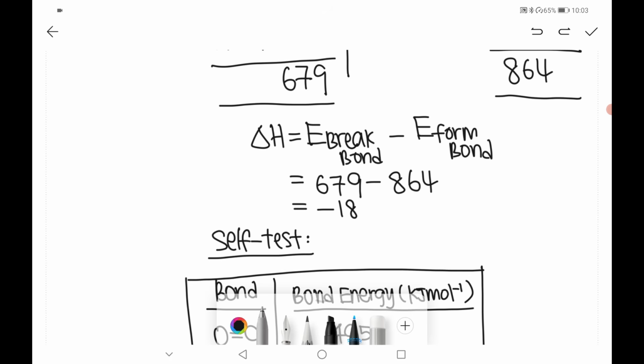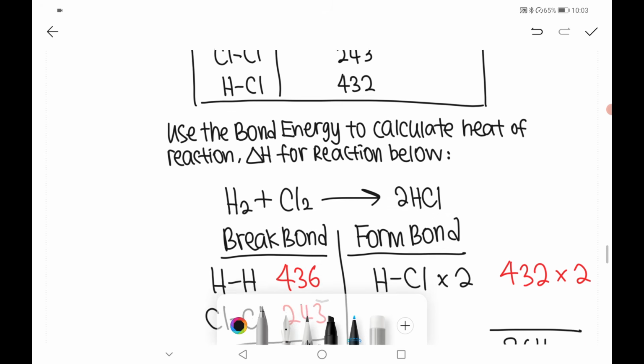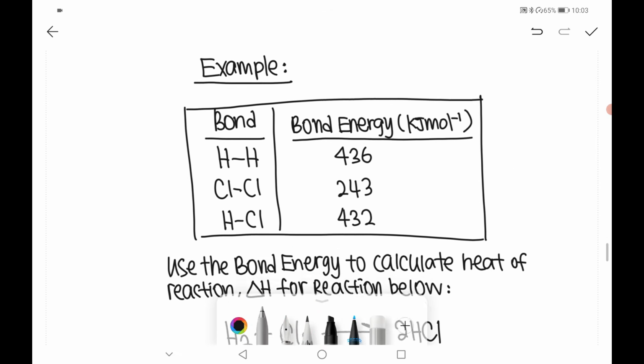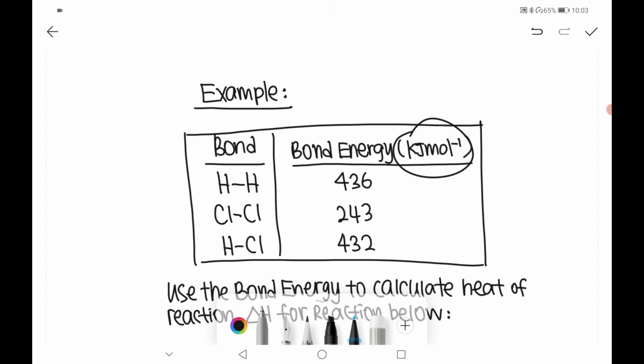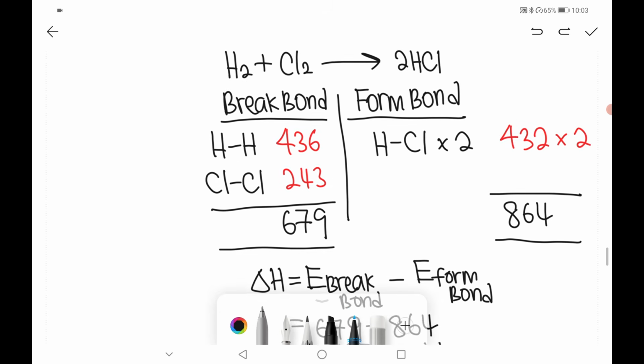When you are doing the calculation, don't forget to put in the unit. So what is the final unit? Just copy back the unit here, kJ per mole. Now you are done with this calculation. It's not very hard, you just need to do it step by step.